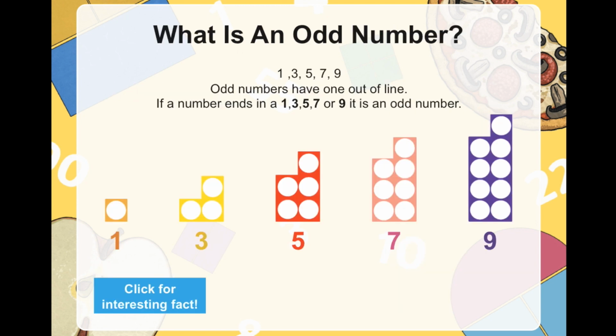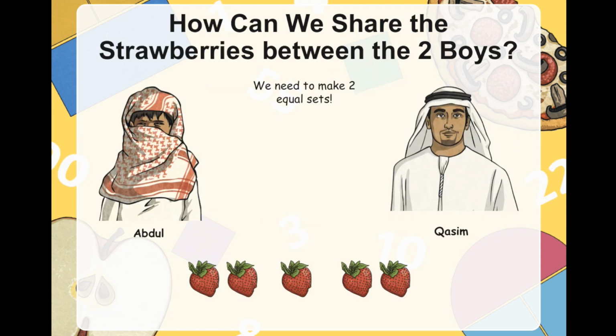So, what is an odd number? 1, 3, 5, 7 and 9 are odd numbers that we have on the screen in front of us. Odd numbers are not easily halved. Let's look at the two boys here. We have 5 strawberries. Can we equally share these between the two boys?